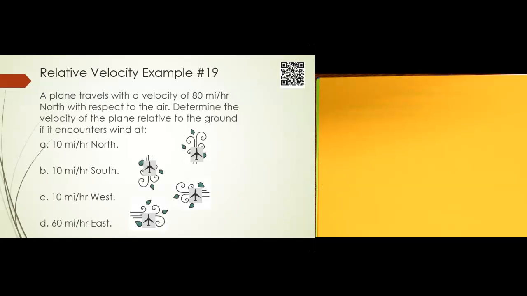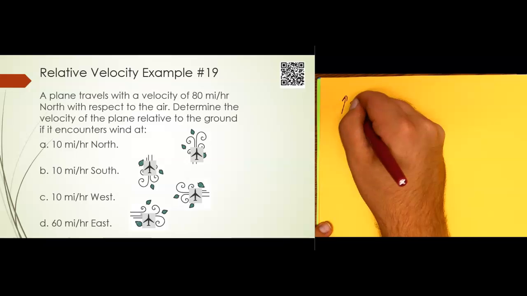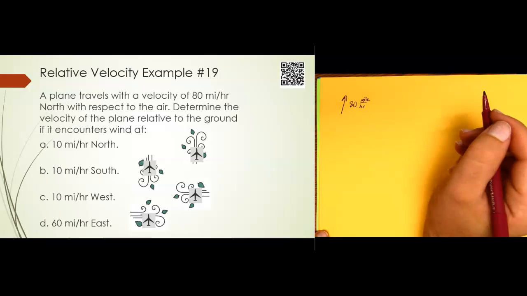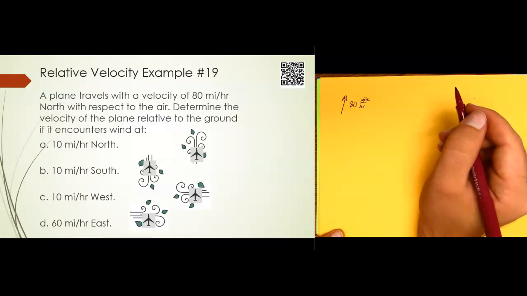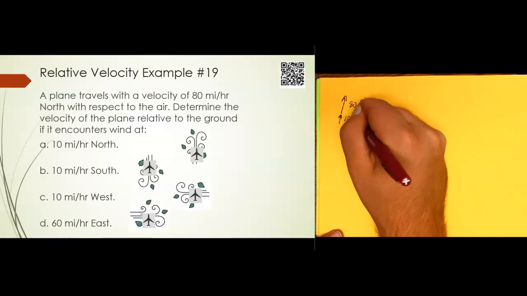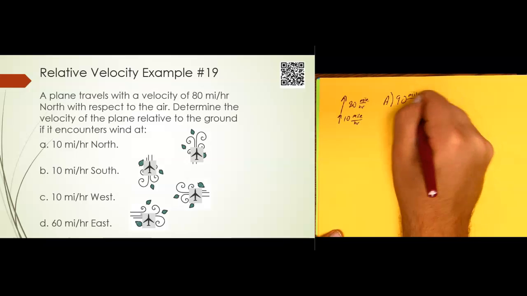This question has 4 parts to it. A plane travels with a velocity of 80 miles per hour north. So a plane, I'm going to write that out. It travels north at a velocity of 80 miles per hour. Determine the velocity of the plane relative to the ground if it encounters wind at 10 miles per hour north. Well, if I got 10 miles per hour boosting me along, how fast is the plane actually moving? For A, it'll be 90 miles per hour.